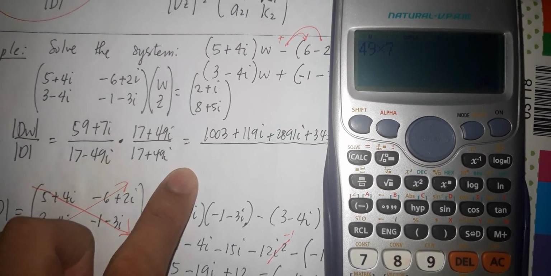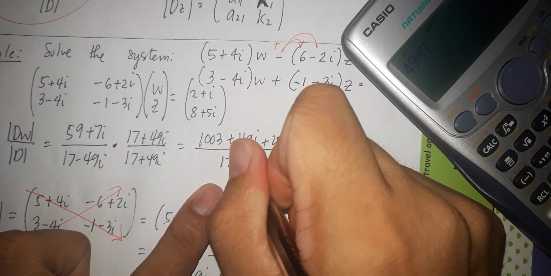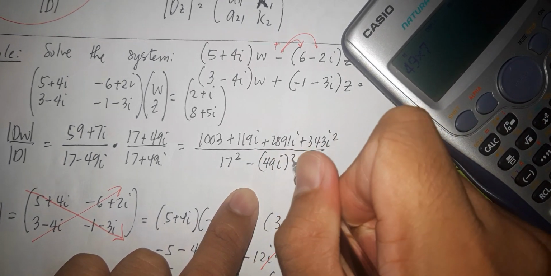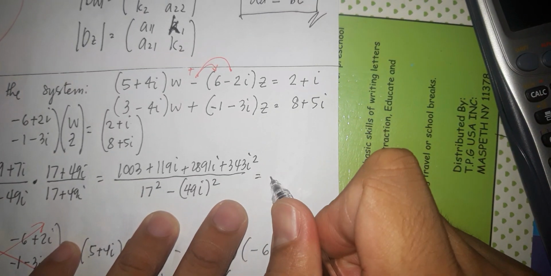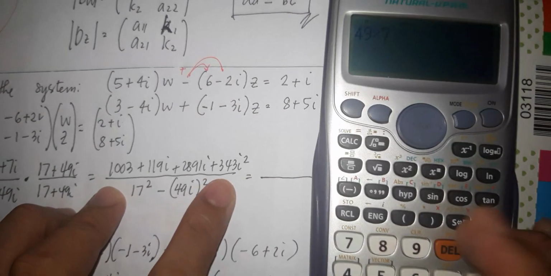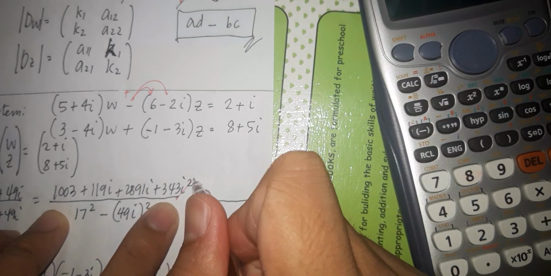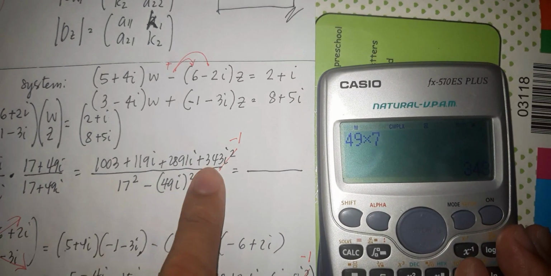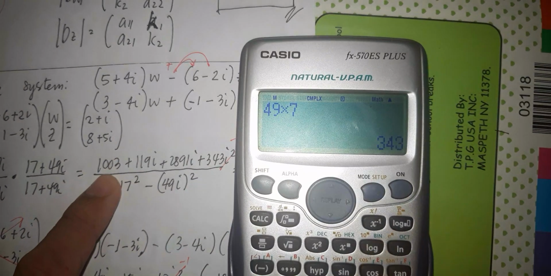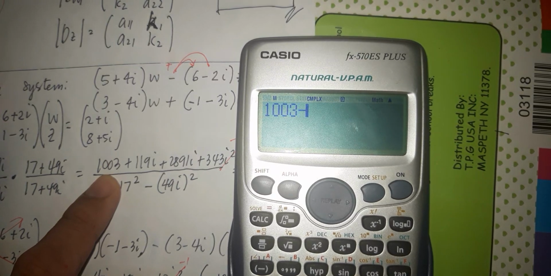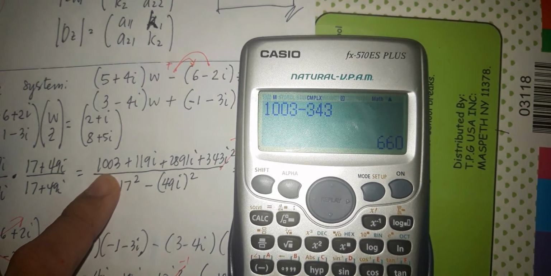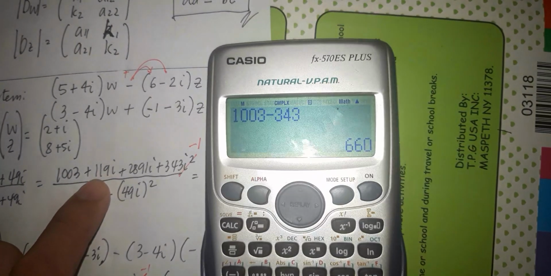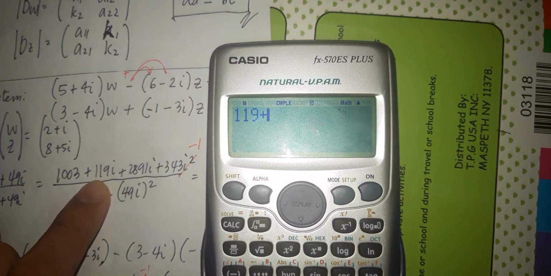A minus b times a plus b is a squared minus b squared. So that's 17 squared minus 49i raised to the second power. 343i squared becomes negative 343. You need to subtract 343 from 1003, so 1003 minus 343 gives 660.